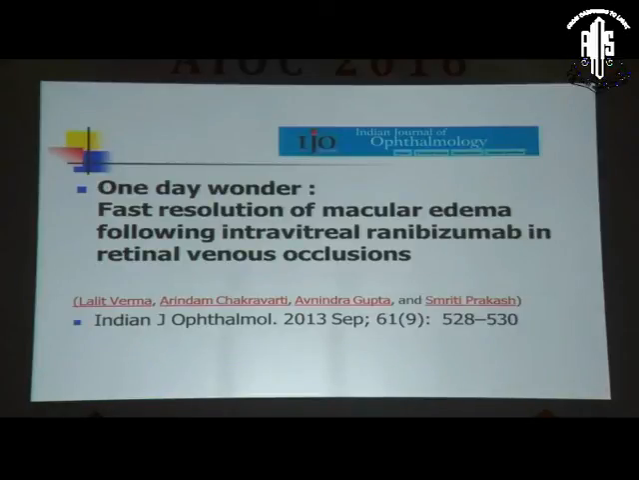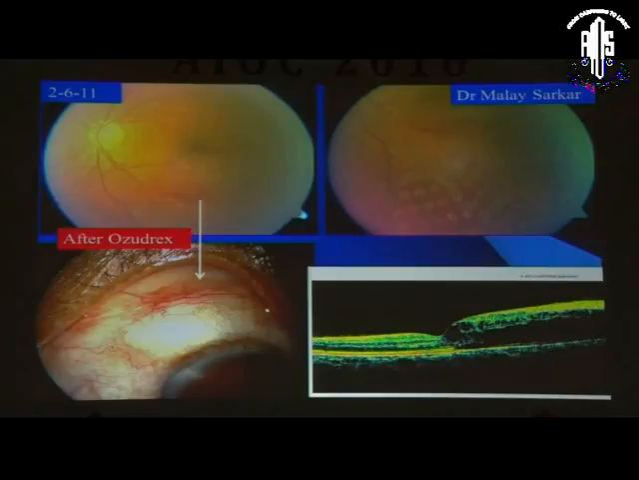In vascular blocks, the results with Lucentis or Avastin are very, very fast. What I call a one-day wonder. In 1 day, you will see OCT picture improving from, say, 700 to nearly normal levels. This is what is being shown here.